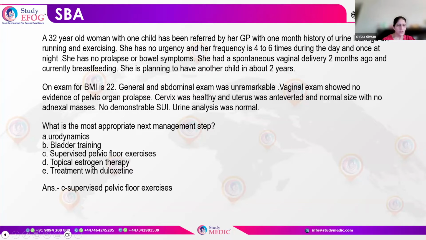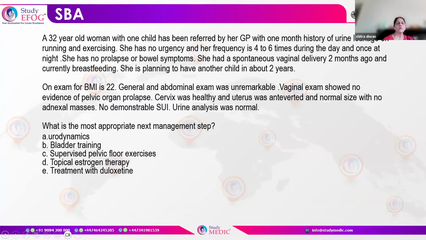Remember, this woman has not completed her family. She is planning another pregnancy very soon. So for these types of women, you will not offer her any type of surgery. Okay.